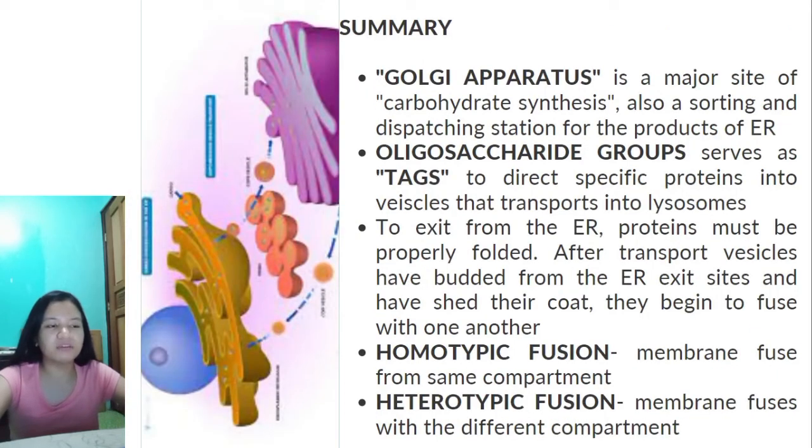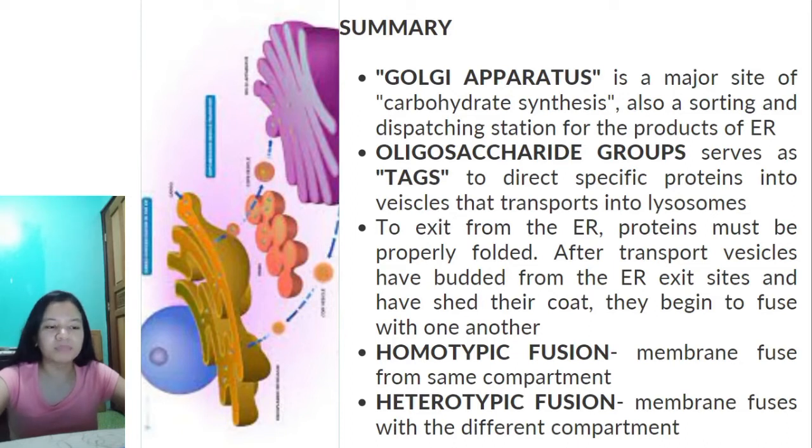So for the summary, Golgi apparatus is a major site of carbohydrate synthesis. Also, it is a sorting and dispatching station for the products of the ER. So, si oligosaccharide groups naman, nagsiserve naman siya as a tag to direct specific proteins into vesicles na nagtatransport into lysosomes. So, sabi dyan, to exit from the ER, yung mga proteins daw kailangan properly folded sila.